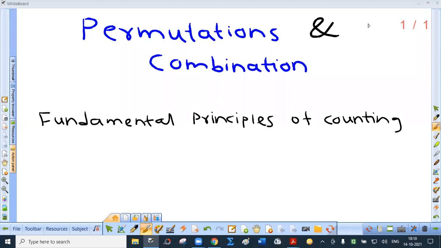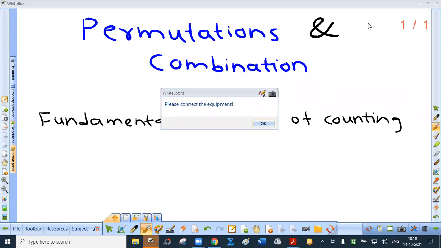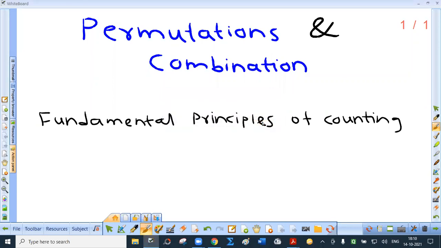Today we are going to start an important topic, permutations and combinations. Before we actually start permutations and combinations, we have to discuss fundamental principles of counting. Now, the fundamental principles of counting are used to determine the total number of possible outcomes for doing some particular thing. Actually, there are two principles. The first is addition principle and the second is multiplication principle.